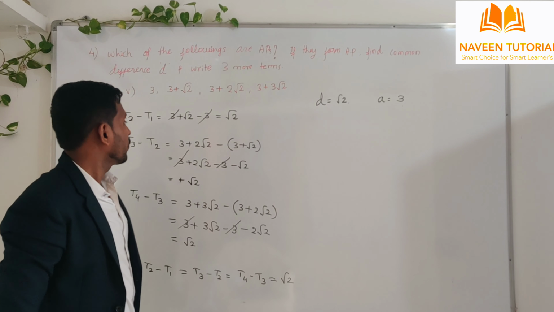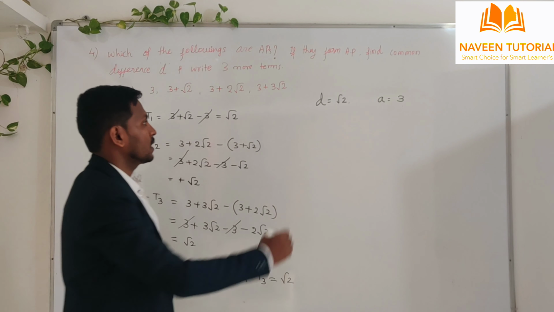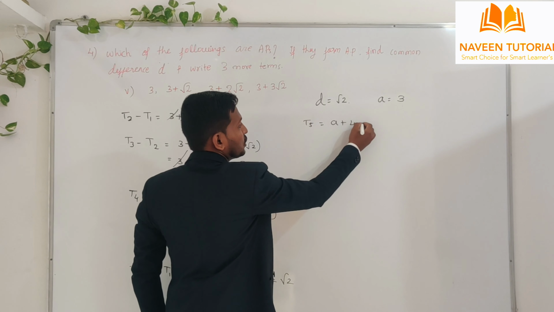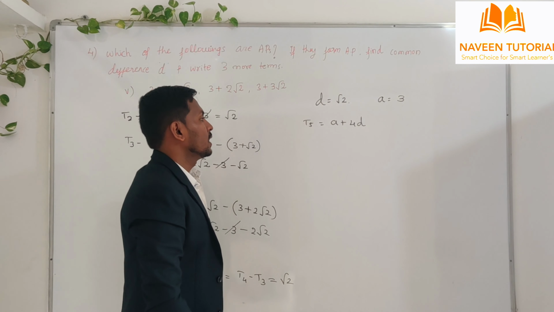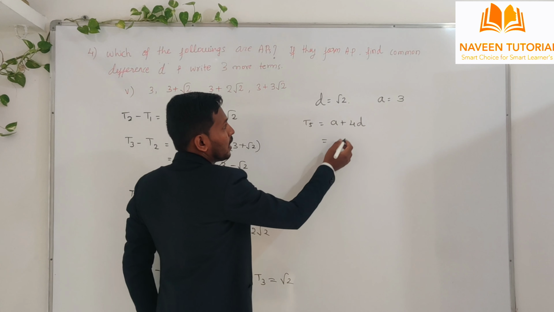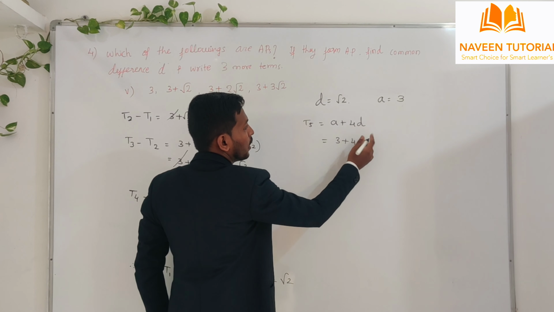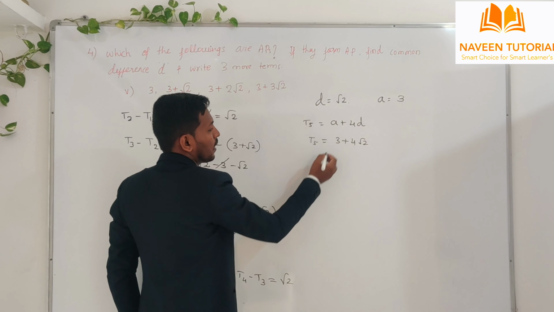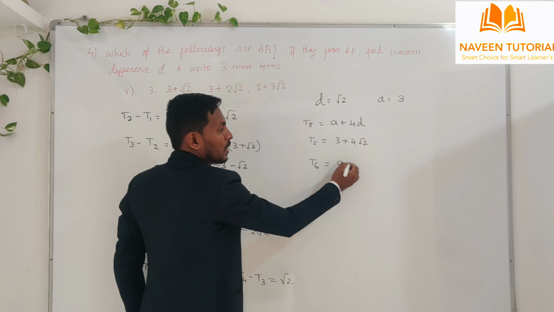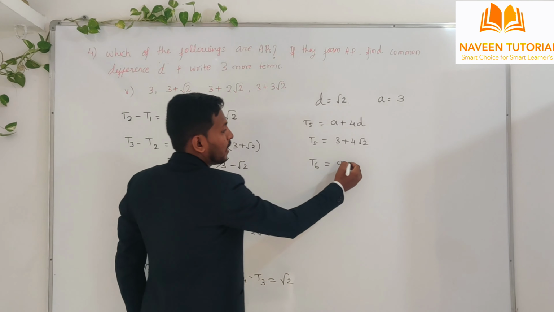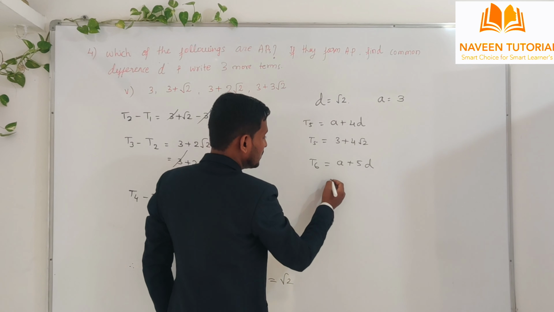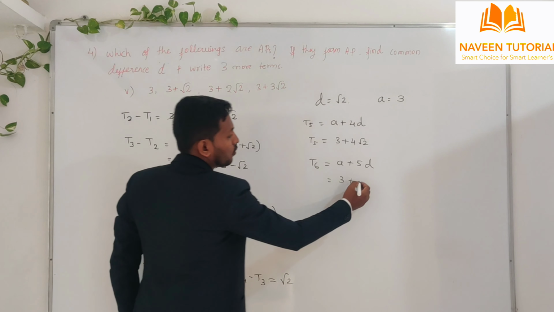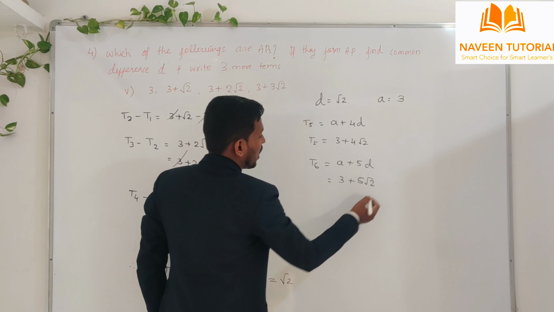Okay, now we have to write down term 5. That is T5 is equal to A plus how much D? That is 4D. So very simple. The A value is 3 plus 4 times the D value, which is root 2. That is the T5 value. Then T6 can be written as A plus 5D, that is 3 plus 5 times the D value. So 5 times the D value is 5 root 2.